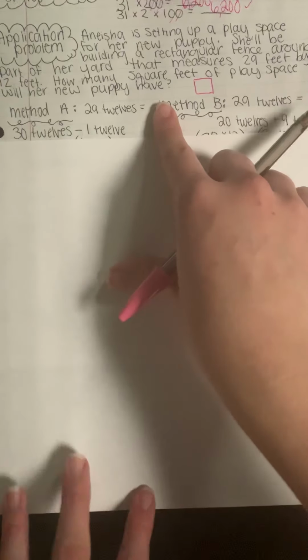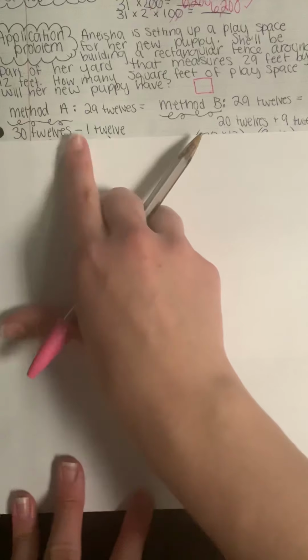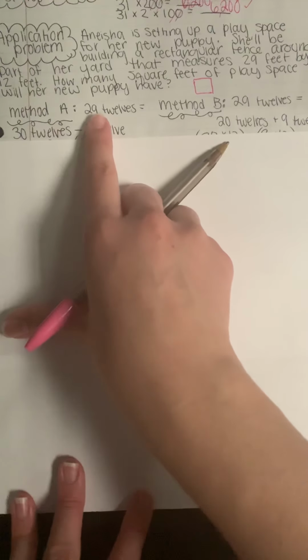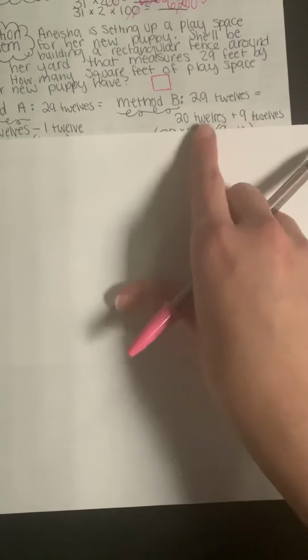In method A, I can say 30 minus 1, or 30 12s minus one of those 12s will give me 29 12s. And in method B over here, I have 20 12s plus 9 12s. And I know that this number will be easier to work with. And over here, these numbers will be easier to work with than just doing 29 times 12. So I'm showing you two different ways. I have subtraction over here and addition over here.